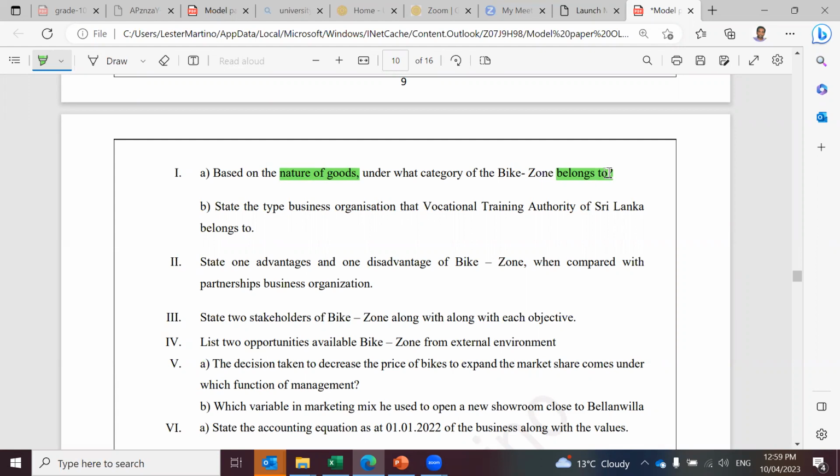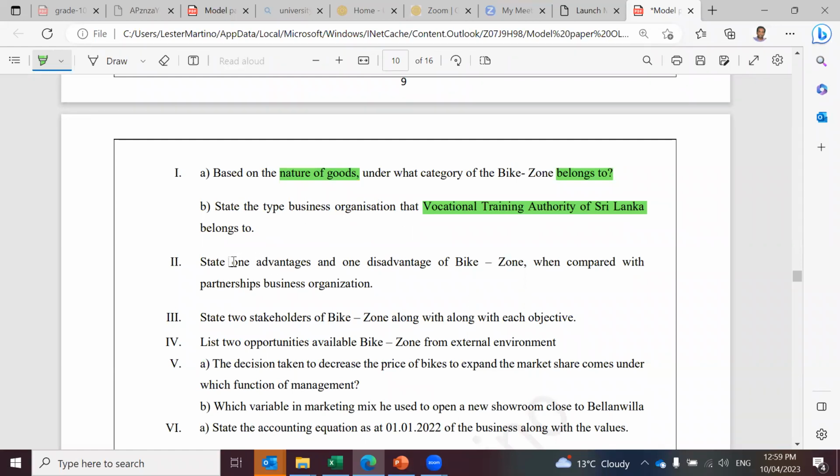Okay, that's all. State the type of business organization that the Vocational Training Authority of Sri Lanka belongs to. So just go back to your grade 10 business organization, where you learned sole trader, partnership. Likewise, there are certain types of businesses, so you can grab the answer based on that.